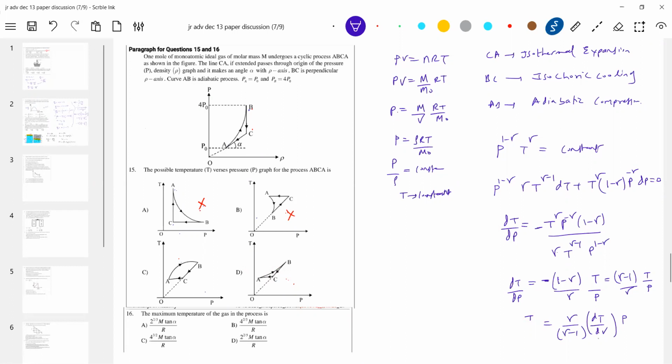So what do you get here? Slope more. Slope increases. Pressure increases, the temperature should also increase. Slope increases, pressure increases, this is also increasing. What about this curve? Slope decreases. Pressure, the product of that. dT by dP. So this is dT by dP.